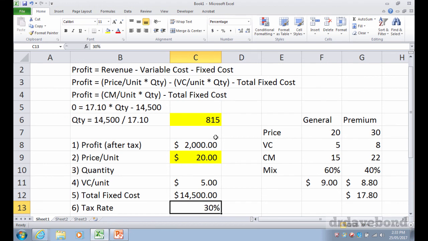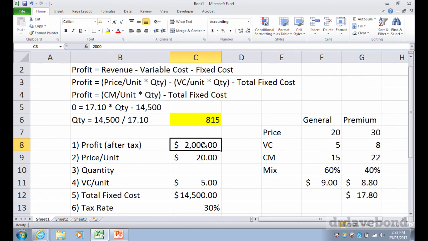Obviously, the lower the tax rate, the more profit that comes through to you, that will change your break-even points, or your sales quantity points. But let's look at how many we need to sell to make an after-tax profit of $2,000 with a tax rate of 30%.